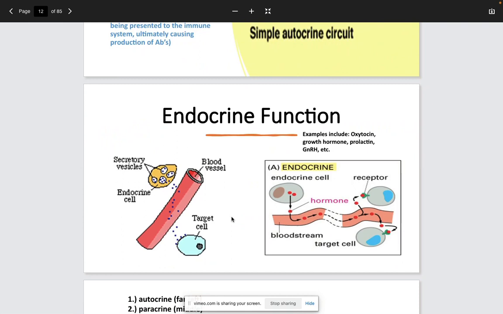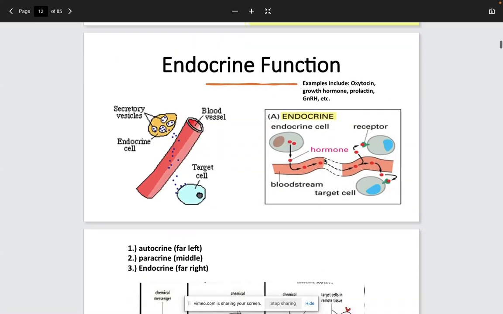Endocrine function is going to affect, remember, a distant tissue. So here you have secretory vesicles. Secretory vesicles are responsible for storing a product. In this case, it could be a hormone, and it's going to affect a target cell at a distant tissue site. As you can see here, it's been secreted into the blood vessels, and it's going and affecting a different target cell. Examples of this include oxytocin, growth hormone, prolactin, gonadotropin releasing hormone. Again, not really important for you guys to know these. Just know what autocrine, paracrine, and endocrine does.